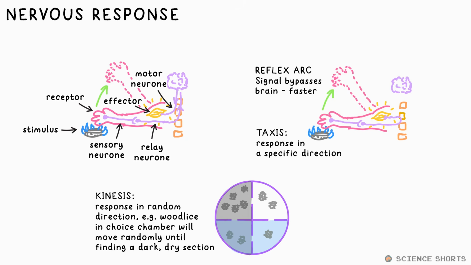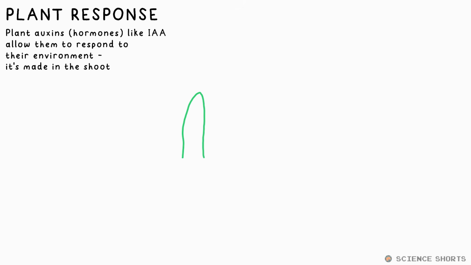A reflex is an involuntary response to a stimulus, whereby the nervous impulse bypasses the brain and just goes through the sensory neuron to a relay or intermediate neurons in the spinal cord to a motor neuron to the effector, the muscle that carries out the response. This is a reflex arc. Glands are also effectors. Even though plants don't have nerves, they still respond to their environment.